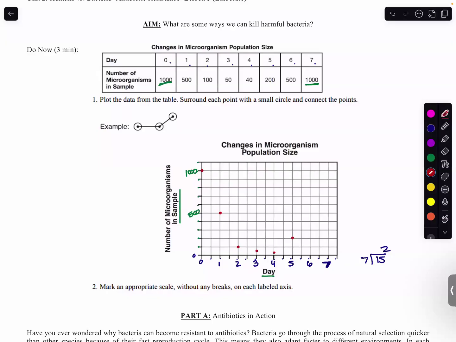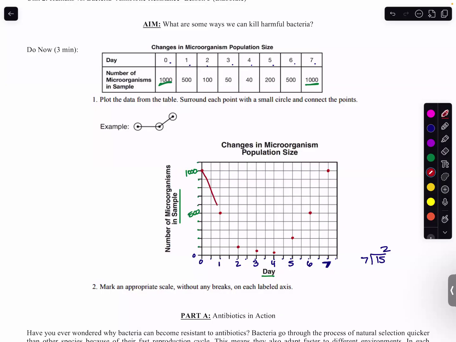At 6, it goes up to 500. And at 7, it goes back up to 1,000. So in 7 days, we saw the population decrease from 1,000 at its highest peak down to 40 at its lowest peak on day 4, and then back up to 1,000 within 3 days. All right.